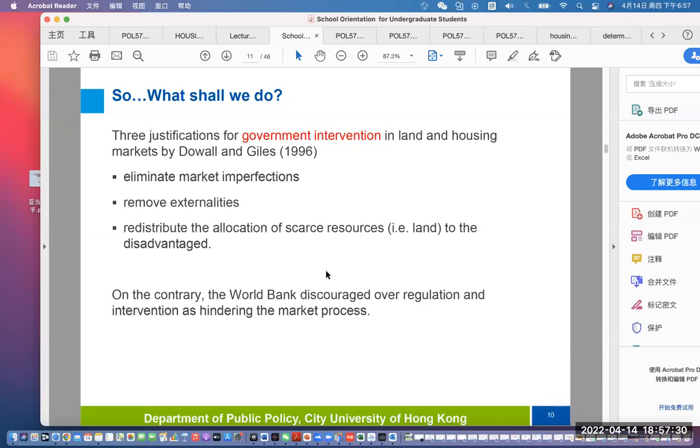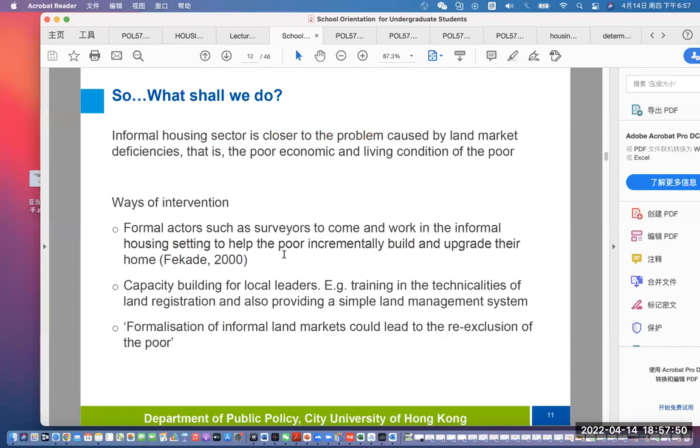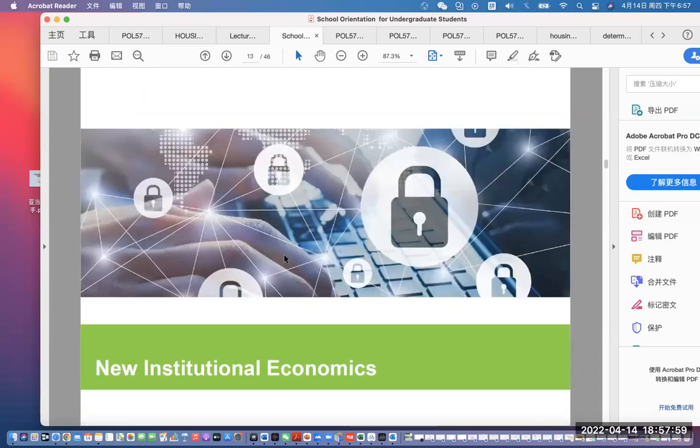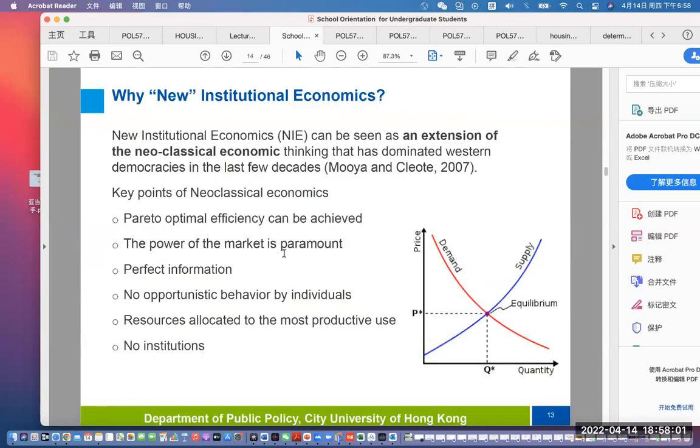So what can we do? There are three potential justifications for the government intervention in land and housing market. On the contrary, the World Bank would discourage over-regulation and intervention as this would hinder the market process, etc. And there are three potential ways of the intervention: the formal actors, the capacity building, and the formalization, right, etc. And then the institutional, this one is very important.